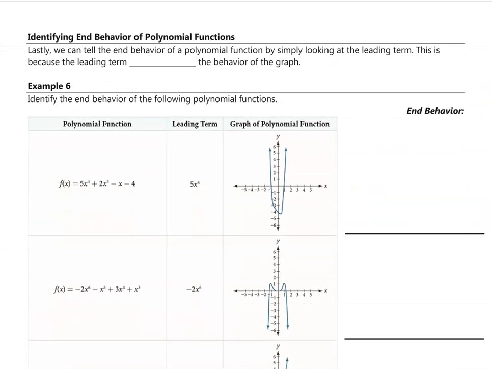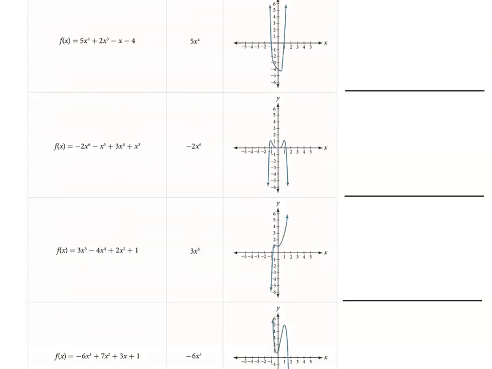Next, identifying end behavior of polynomial functions. Lastly, we can tell the end behavior of a polynomial function by simply looking at the leading term. This is because the leading term dominates the behavior of the graph. Okay, so take note of that. The leading term dominates the end behavior of the graph. So that is what we're going to do for these next examples here.